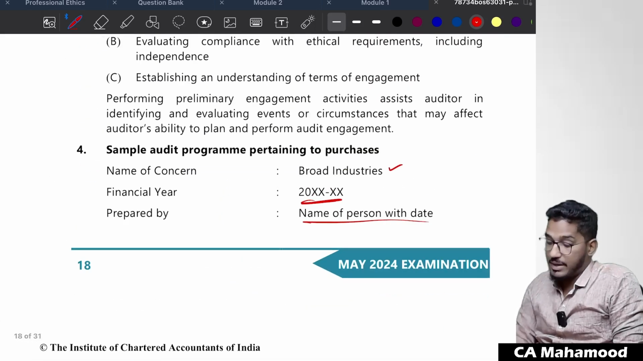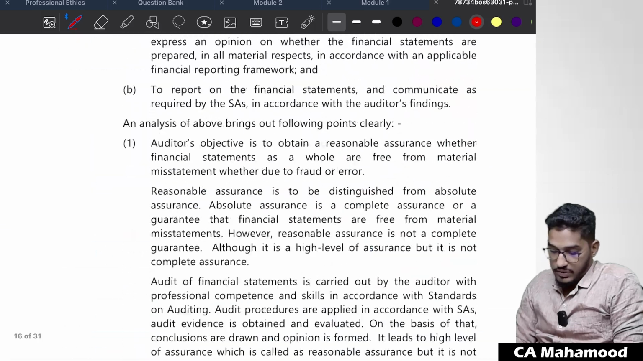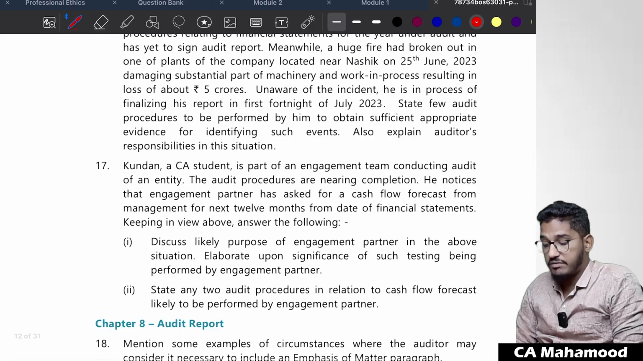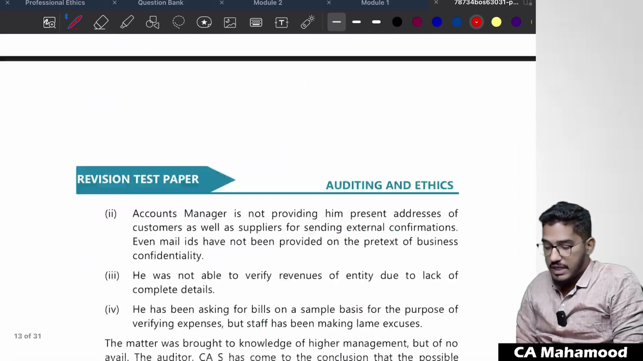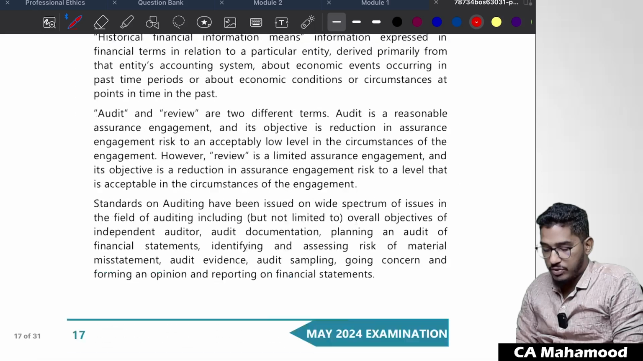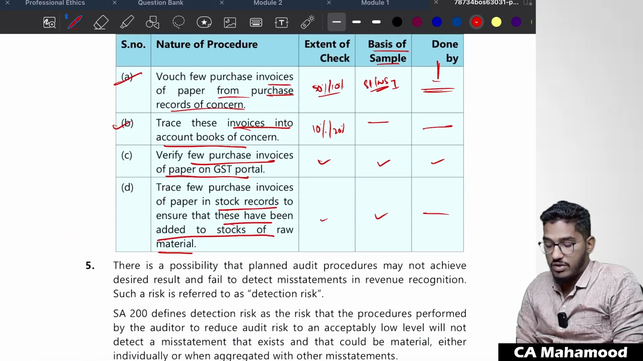You have to refer to this, guys. I'm telling you, please refer to this question and then only go for the examination. So once again, they might ask you in the main exam, write about what is the audit program for sales. That also they might ask you. If they ask you what is the program for sales, more or less similar, some conversions you can do and reproduce the answer. Like for example, you can say verify few sale invoices of paper from sale records of the concern.